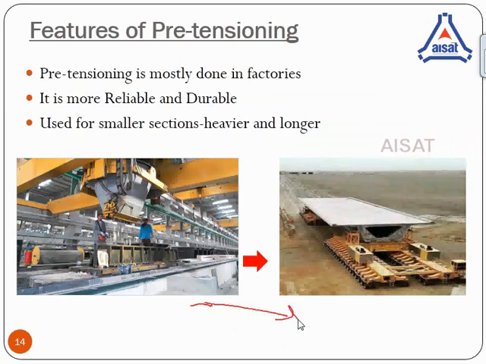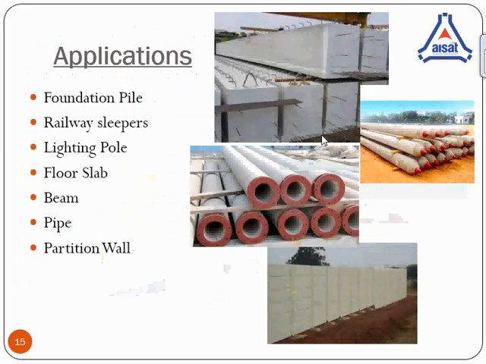The main peculiar feature of this method is that it is more reliable and durable. The drawback of the pre-tensioning method is that it is only used for smaller sections, and for heavier and longer sections it is very difficult to pre-stress. That's why we use this method in various fields of civil engineering like foundation piles, railway sleepers, lighting poles, floor slabs, beams, pipes and partition walls.